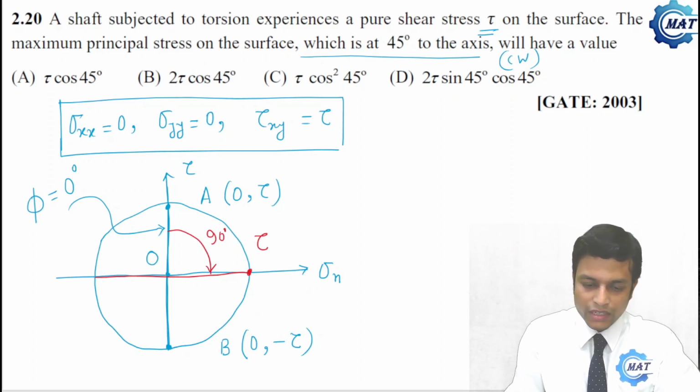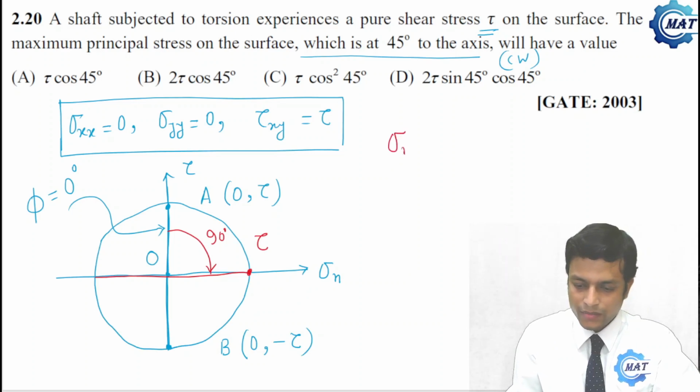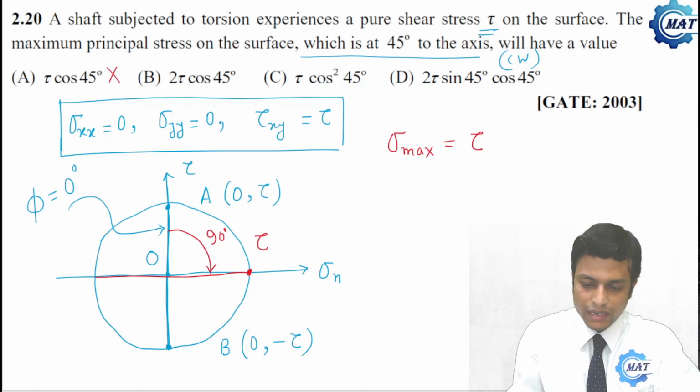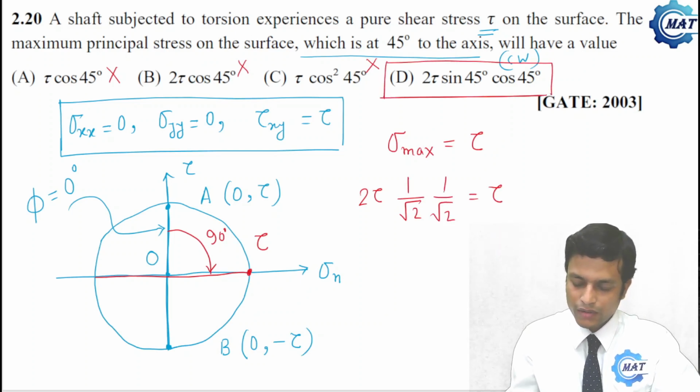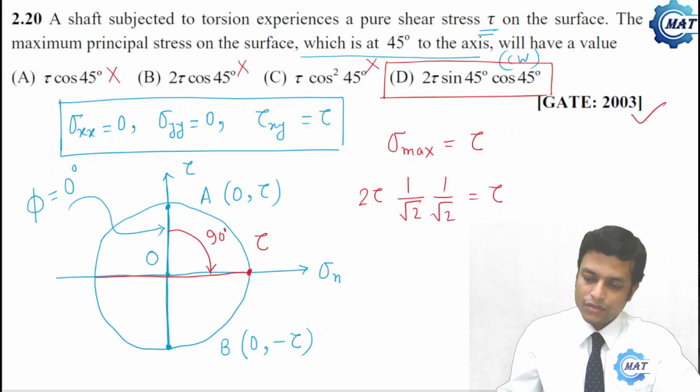So which option is correct? Tau cos, because the maximum principal stress is tau. So option A is not correct. This is 2 tau cos 45 degrees, not correct. This is also not. But option D, that is 2 tau sine 45 degrees, is 1 by root 2 and cos 45 degrees 1 by root 2, that is tau. So this option is the correct one. And this is from GATE 2003.